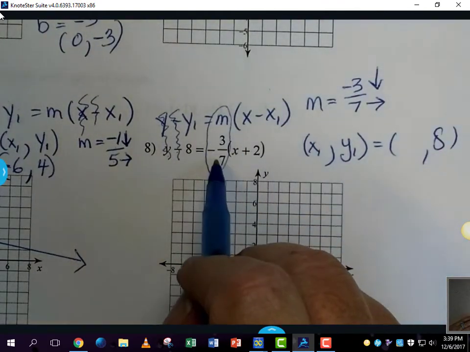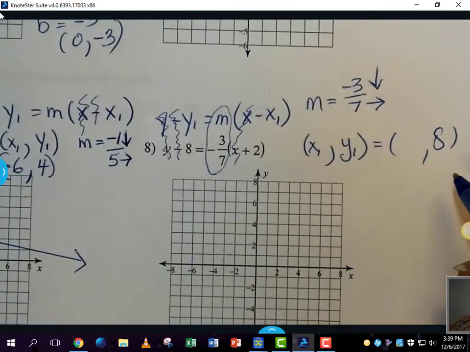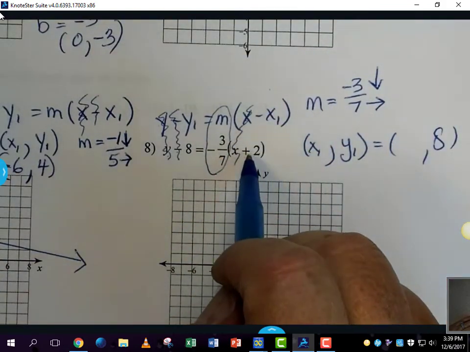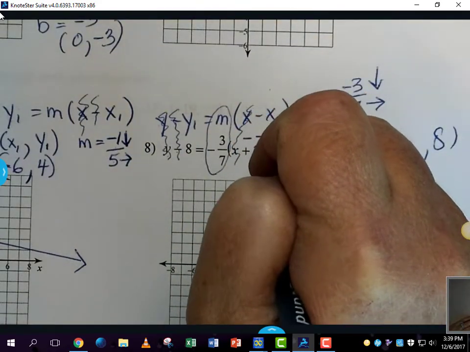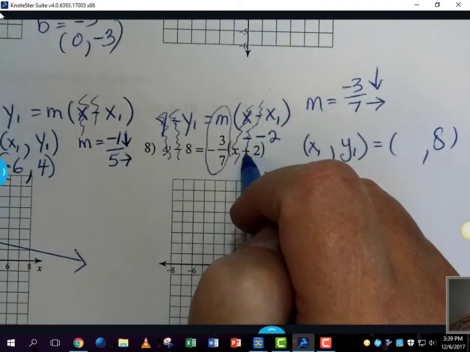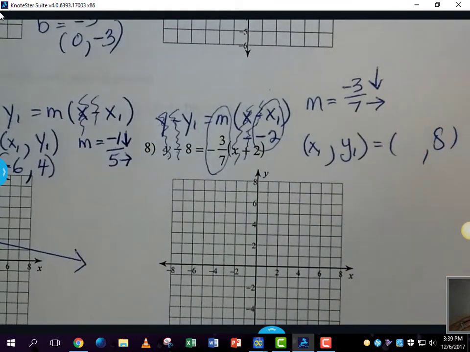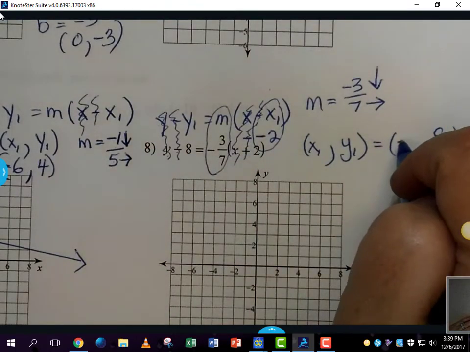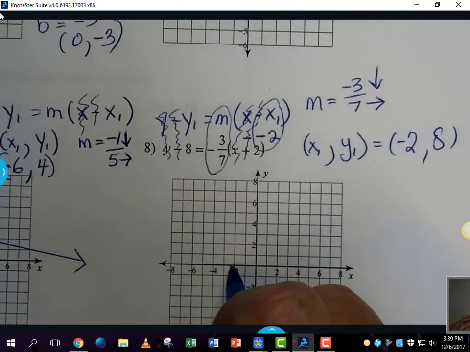Okay, I already took care of the slope. Here's an x, here is an x. I eliminate those from my mind. Here's a minus, here's a plus. Uh-oh, I need to rewrite this as minus negative 2. So then now I can eliminate the minus signs from my mind, and what I have left over is x is negative 2. x sub 1 is negative 2. So I'm going to start at negative 2, comma 8.